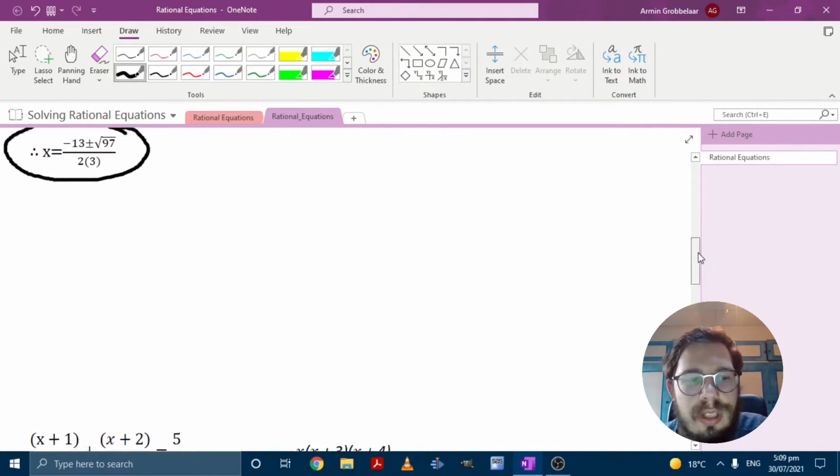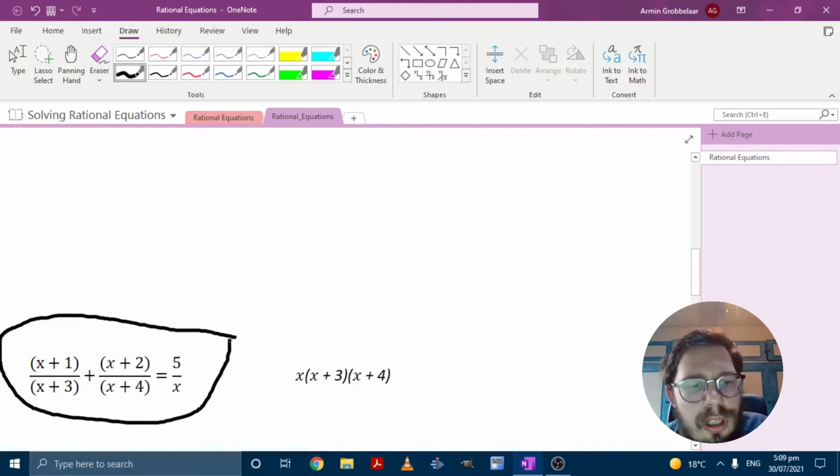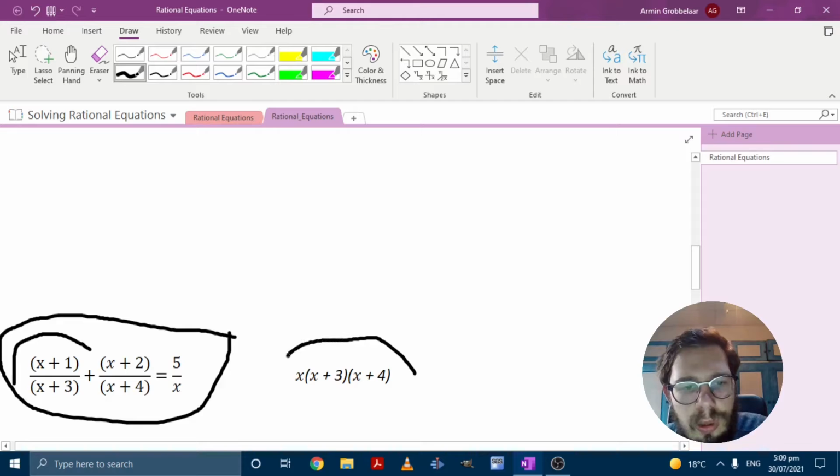So just some examples. So you can see here we have to solve this equation. So we look at the bottom first, sorry. So the bottom, all the terms are x, times x plus 3, times x plus 4. That's all the terms.